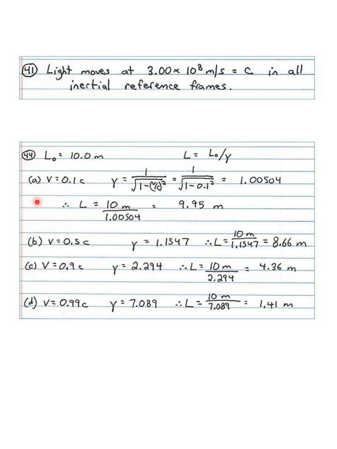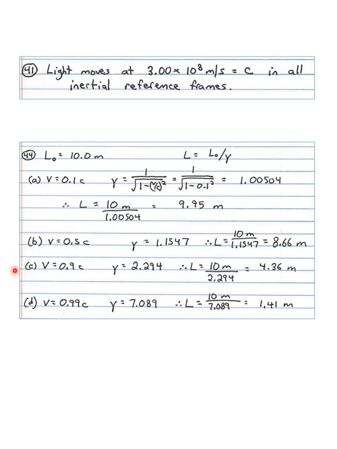And in part A, here I have the gamma correction factor. It's 1 over the square root of 1 minus v over c squared. So the v over c is 0.1, and we get a gamma correction factor of 1.00504. Therefore, the length is 10 meters divided by that correction factor, so it's been shortened down to 9.95 meters. At half the speed of light, first do as I did in part A, find the gamma correction factor, which is 1.1547, and then the length is 10 meters divided by that, so 8.66 meters.